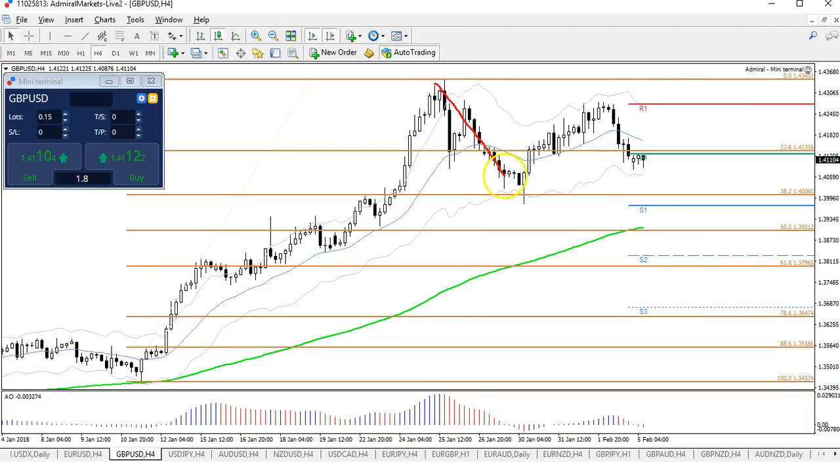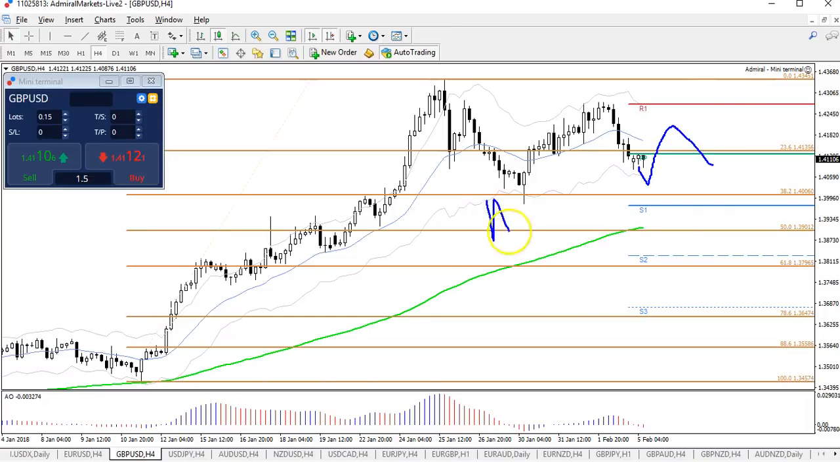For the moment, I think that this could be testing this bottom. There are a couple of things that could happen. One is price makes an ABC at the double bottom, at the 38. Another scenario is that price makes a bounce at the 50 fib.